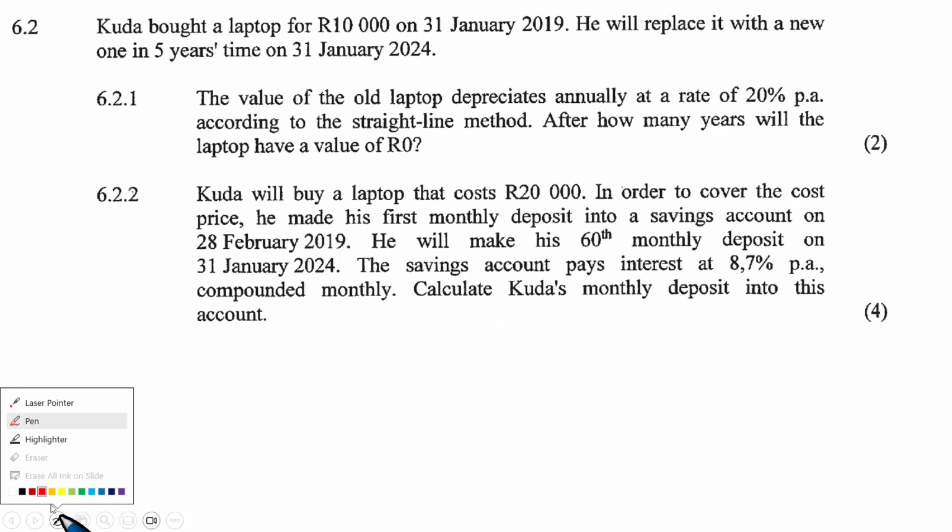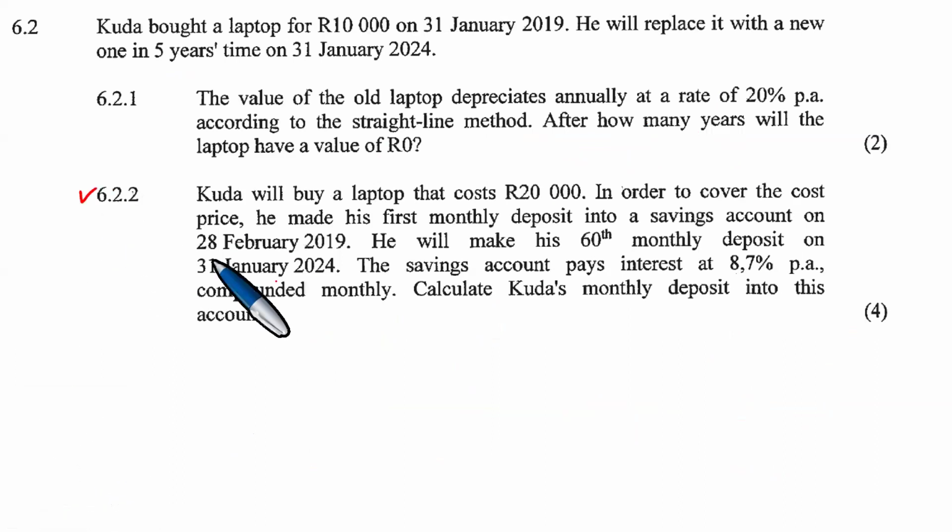6.2.2. In 6.2.2, Kuda will buy a laptop that costs 20,000 rand. In order to cover the cost price, he made his first monthly deposit into a savings account on 28 February 2019. He will make his 60th monthly deposit on the 31st of January 2024. The savings account pays interest at 8.7% per annum compounded monthly. Calculate Kuda's monthly deposit into the savings account.